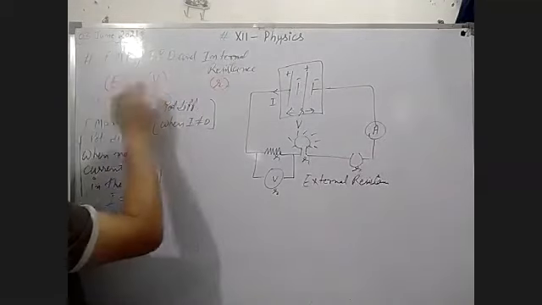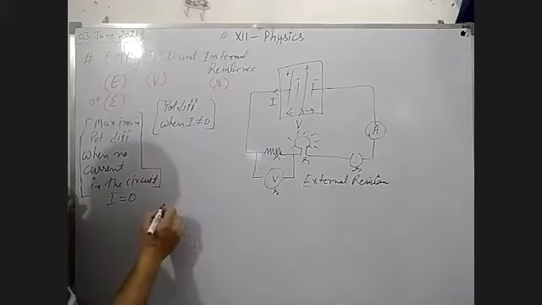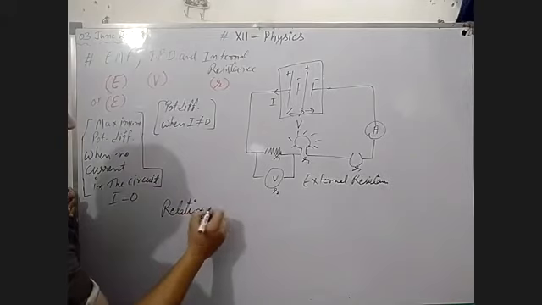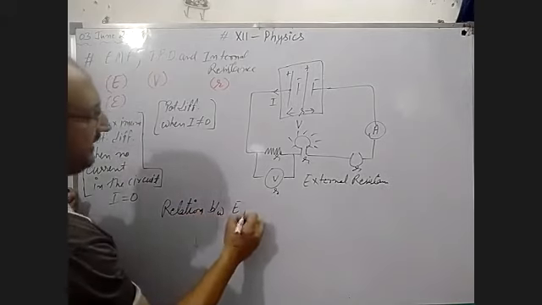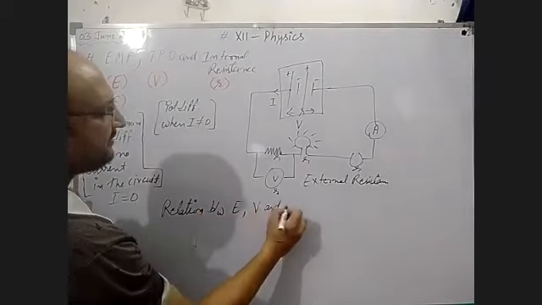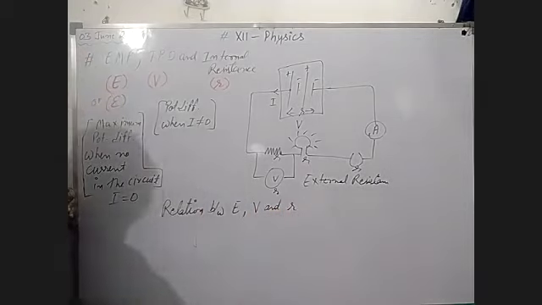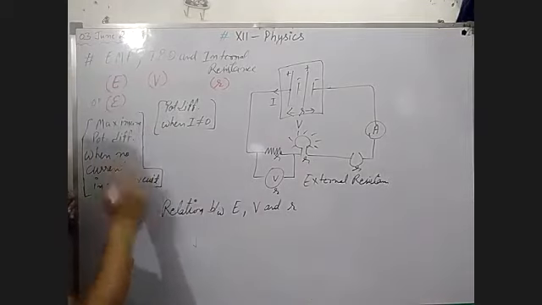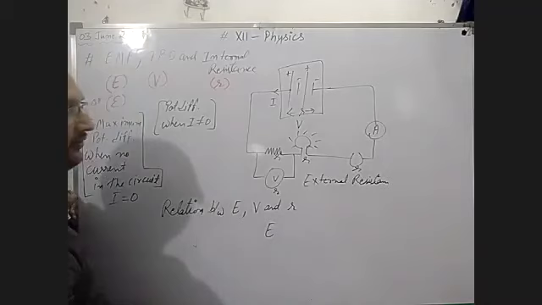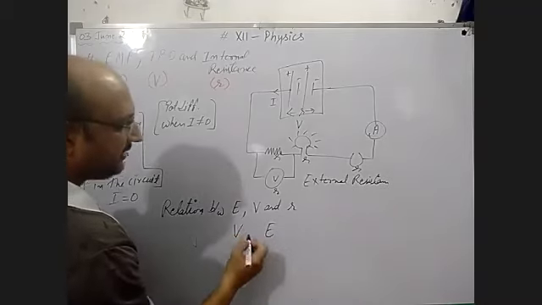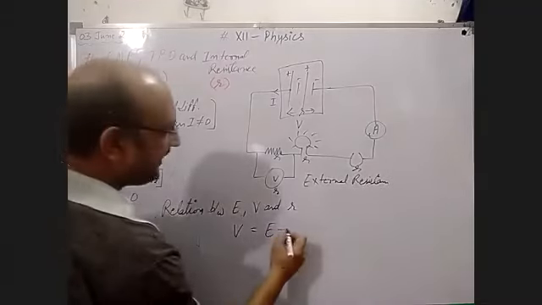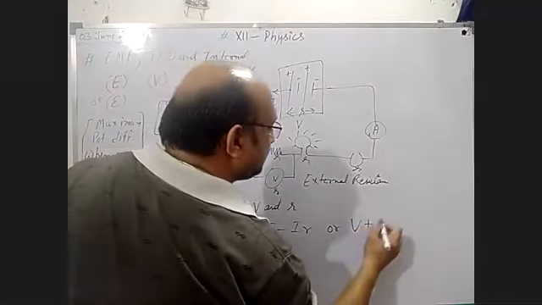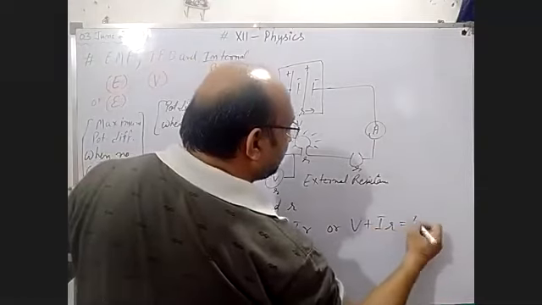Now, what is the relation between EMF, potential difference (terminal potential difference, you can say), and internal resistance? E is the maximum value of potential difference. V is the potential difference. You can take this value by this relation.